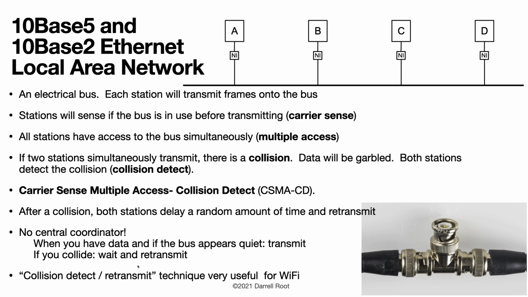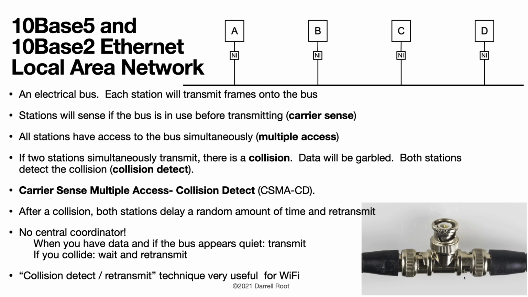This is the original Ethernet physical infrastructure, and we're well past this shared bus infrastructure today. However, this technique of detecting that a collision occurred and retransmitting is very useful for Wi-Fi, and in fact that's one of the reasons why it's called wireless Ethernet.